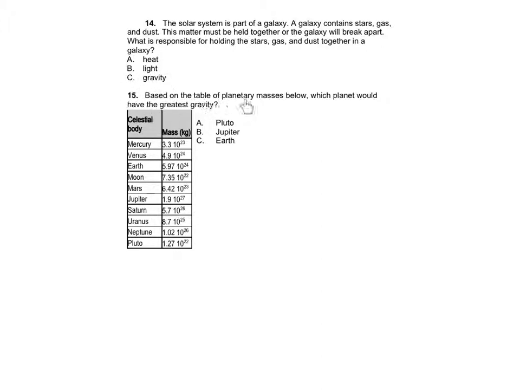Number 15. Based on the table of planetary masses below, which planet would have the greatest gravity? A, Pluto. B, Jupiter. C, Earth.